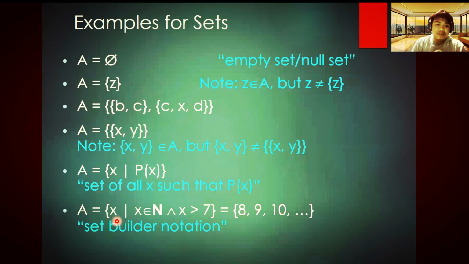So we have A is equal to x such that x is an element of natural numbers and this is "and". So itong symbol na to, and yan. So that is a logical operation. So we have x is greater than 7. So ibig sabihin nun, it is a member of natural numbers so from 1, 2, 3, 4, 5, and so on. And it is greater than 7. So it will start sa 8, 9, 10, and so on. So yun.